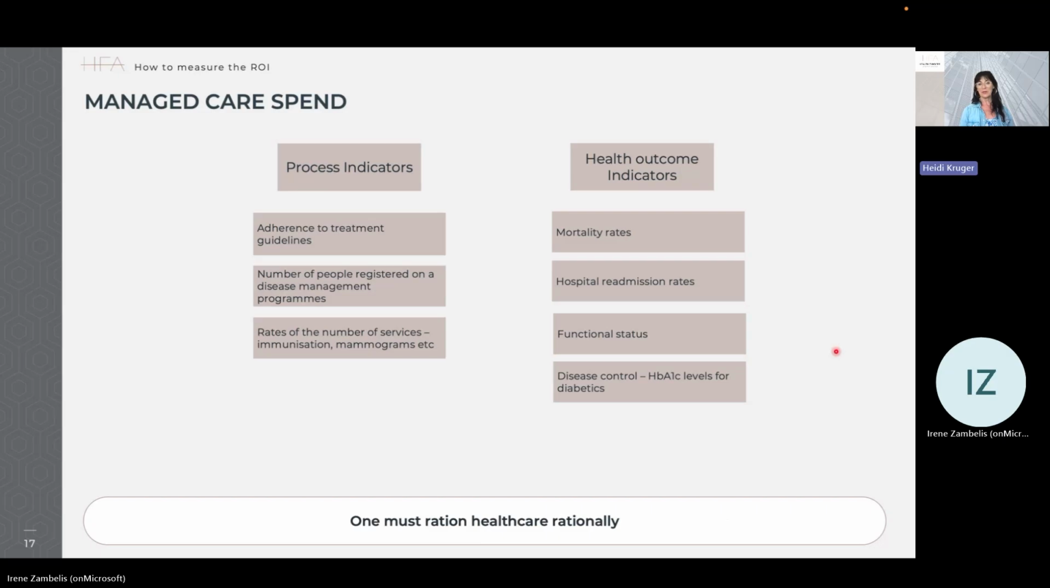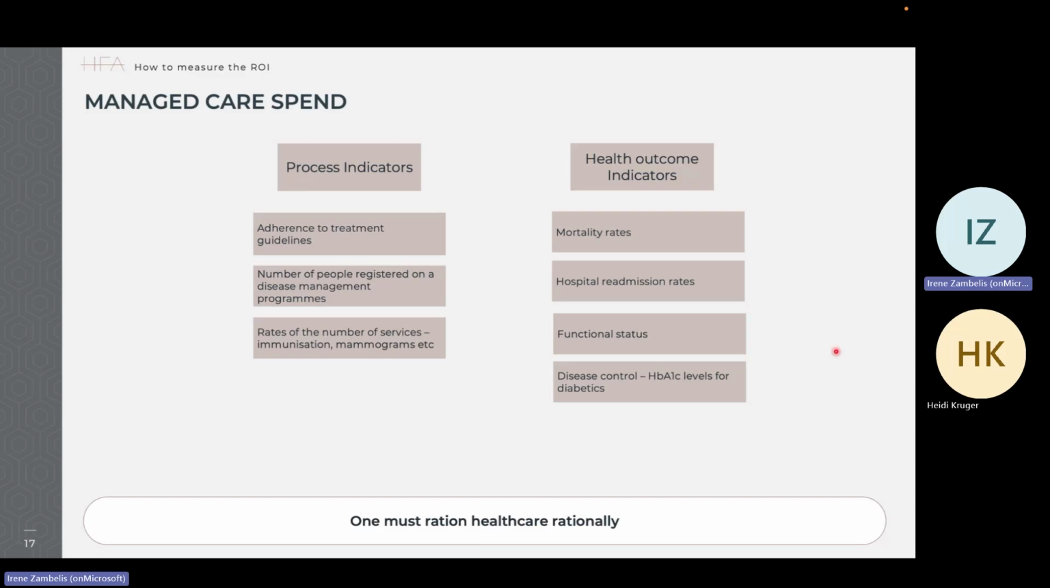Which brings us to the obvious question, right? How do we measure whether managed care programs are effective? And how do we assess the scheme's ROI? And I think, Heidi, we started off talking about value-based healthcare, and there's this trend of paying for performance with providers.